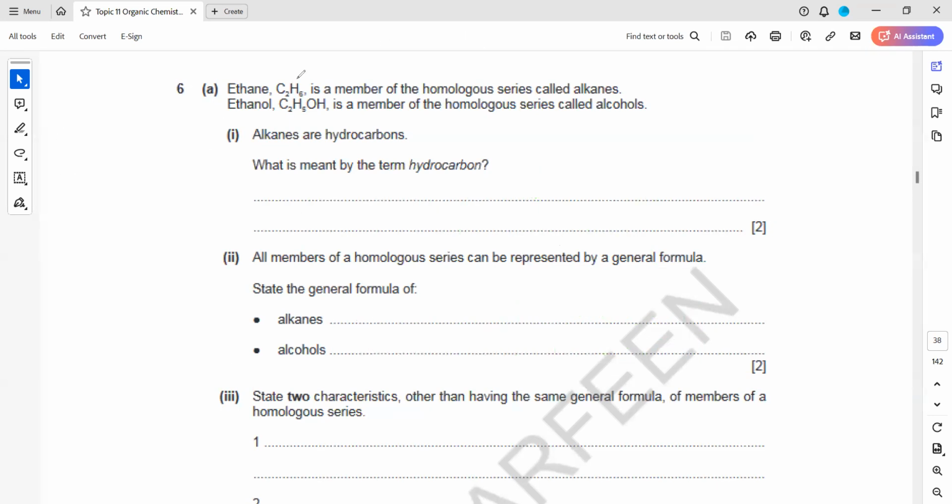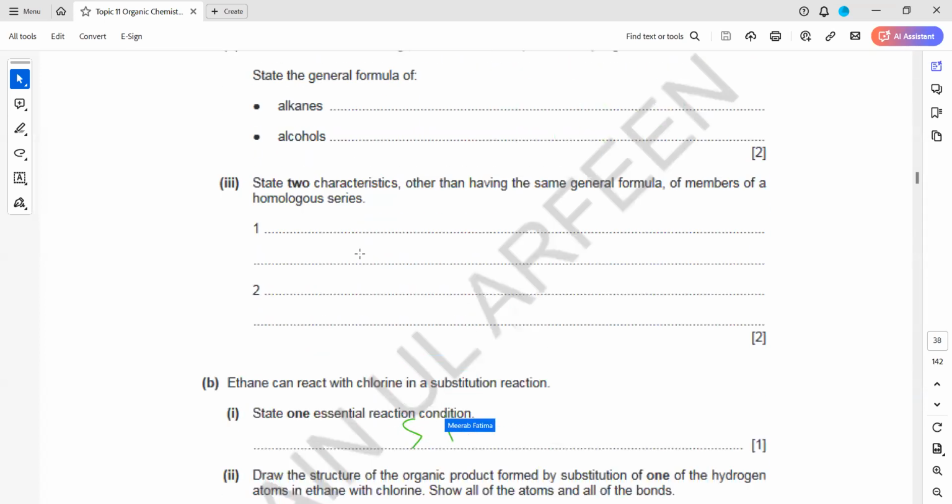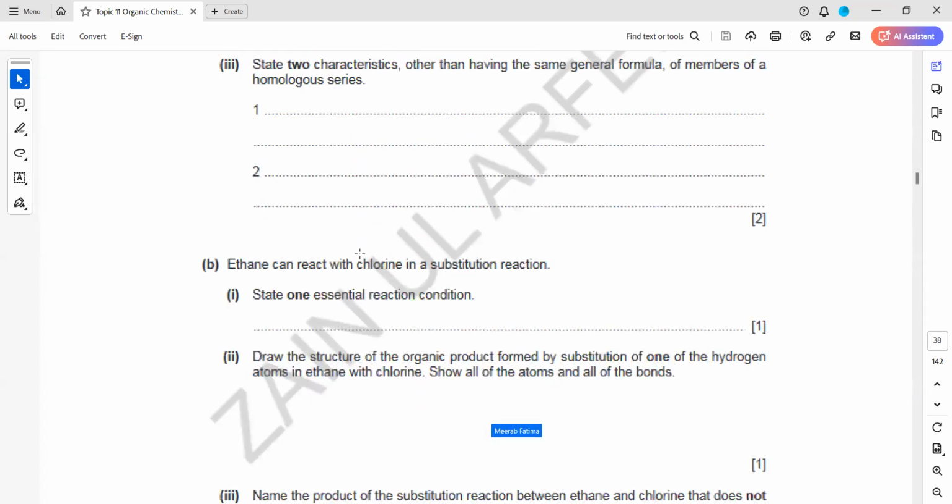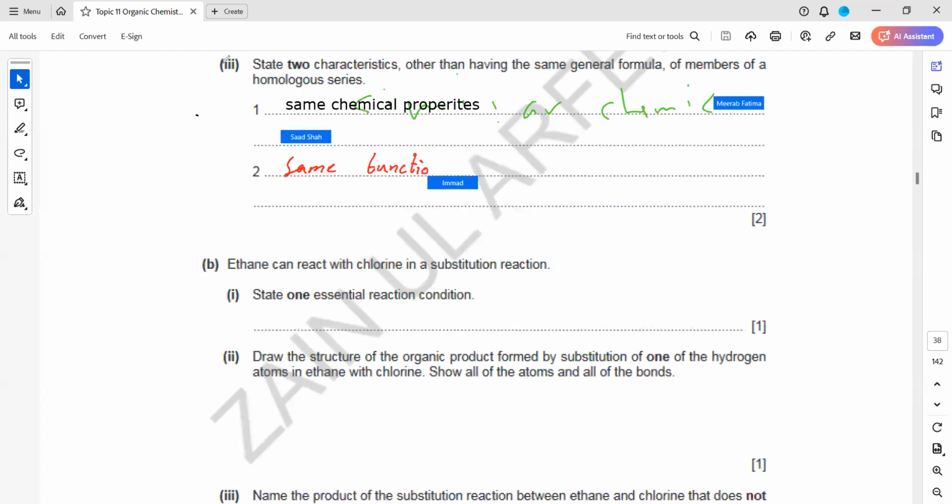The two characteristics of the homologous series, other than the same general formula: they have similar chemical properties and the same functional group, and physical properties gradually change. Each member differs by CH2.